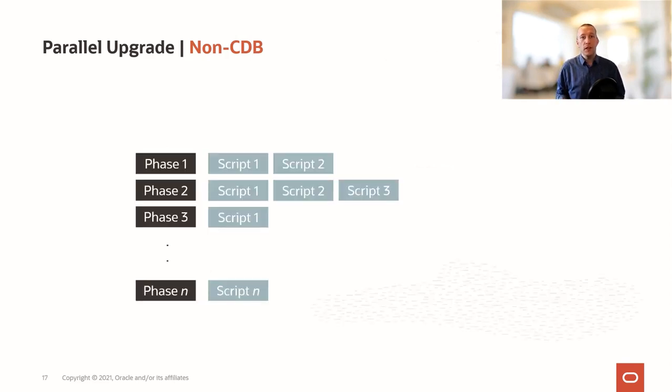The upgrade itself is divided into a number of phases. Each of the phases contains a number of scripts. When you start the upgrade, the parallel processes, or the workers, will start to work on the scripts in phase number 1. Common to all the phases is that the upgrade can't proceed to the next phase until all the scripts have completed in the current phase.